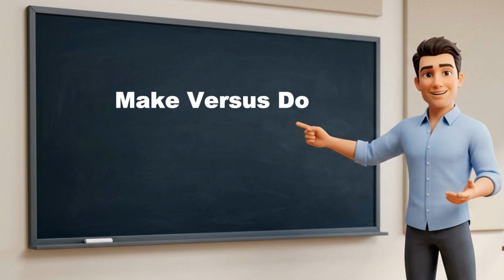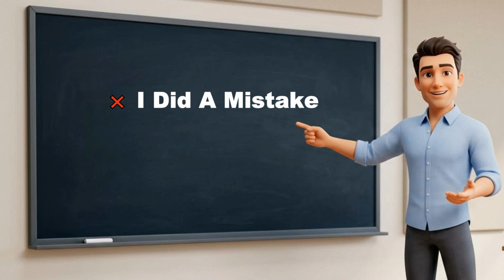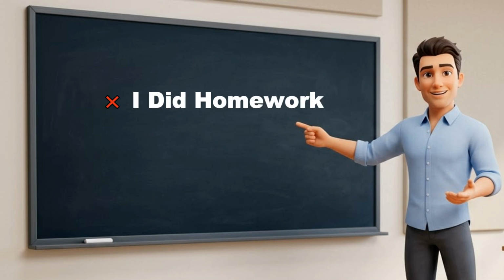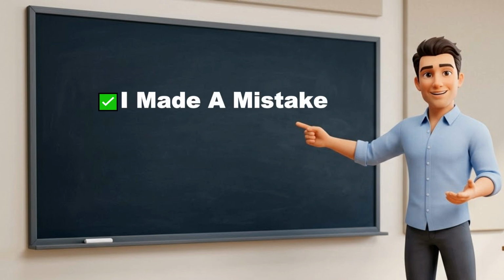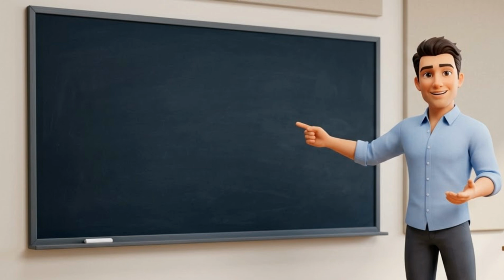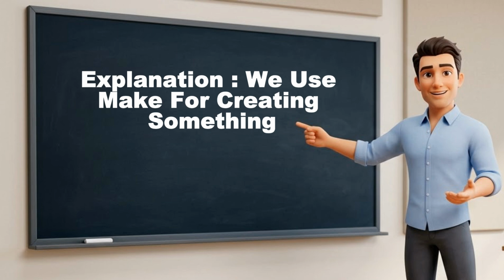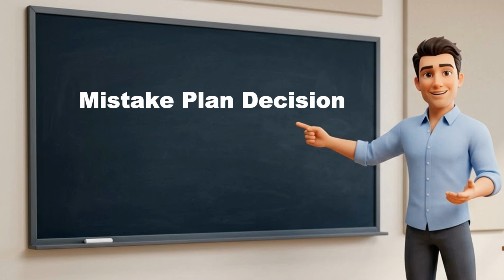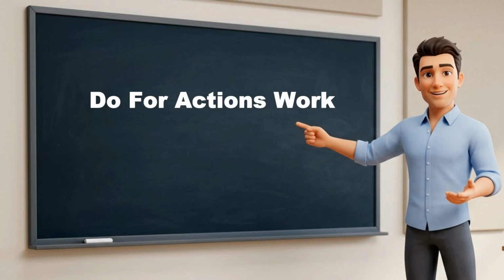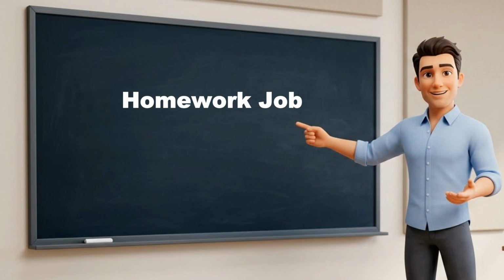2. Make versus do. Wrong, I did a mistake. Wrong, I did homework mistake. Right, I made a mistake. Explanation. We use make for creating something, mistake, plan, decision. Do for actions, work, homework, job. Practice. I made a mistake. I made a plan. I did my homework. I did my work.